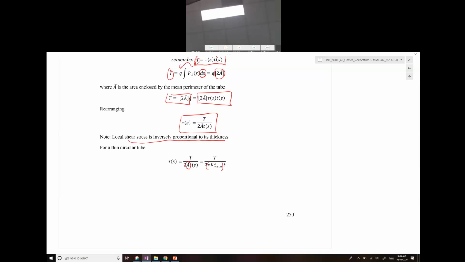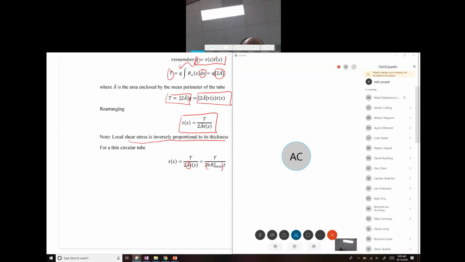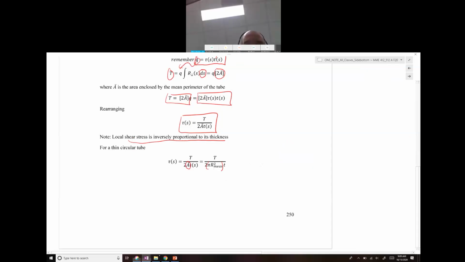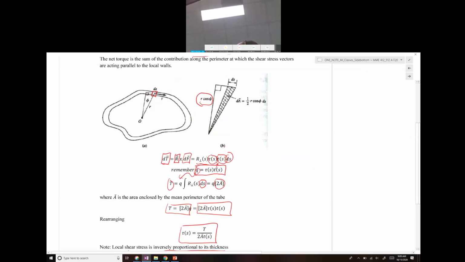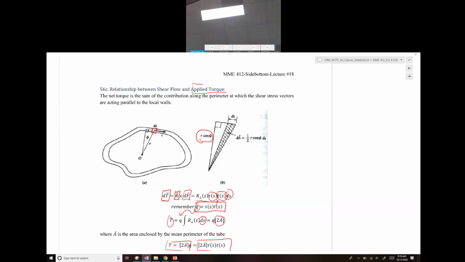All right. Are there any questions regarding the relationship between the shear flow and the applied torque?